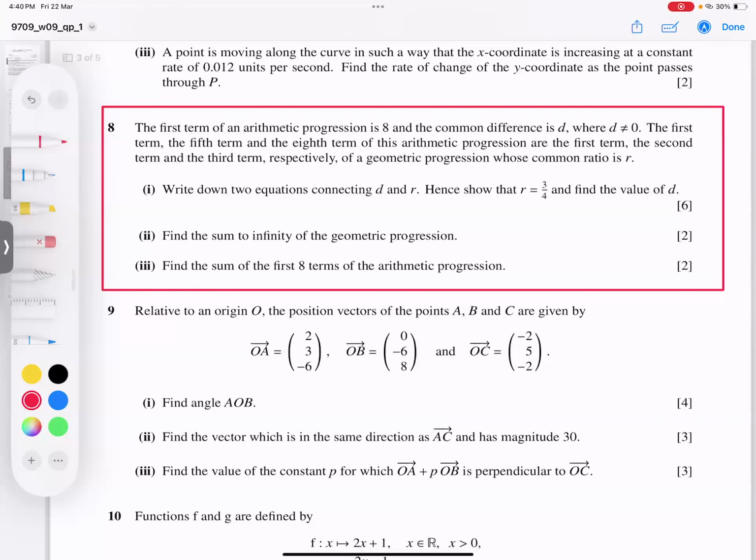Bismillahirrahmanirrahim. This is October 2009, paper 1, and the question number is 8.